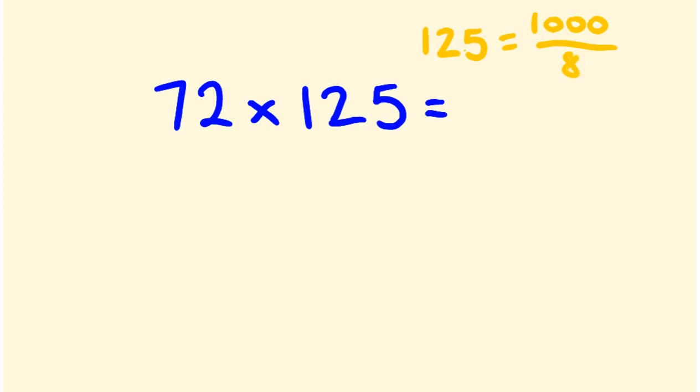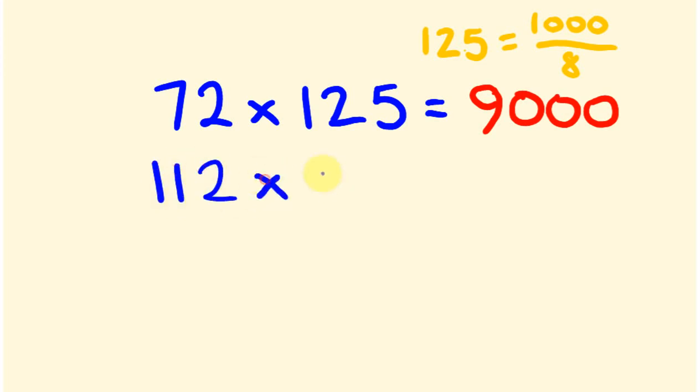If we were multiplying by 125, now we're going to be dividing our number by 8 and then timesing by 1,000. Okay, so any number that you're multiplying by, you can actually change it into a fraction like this, if it makes it easier for you. So 72 times 125, we're going to divide by 8, so 72 divided by 8 is 9, and we're going to multiply by 1,000, 9,000. That's our answer.